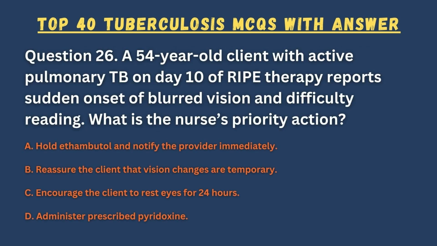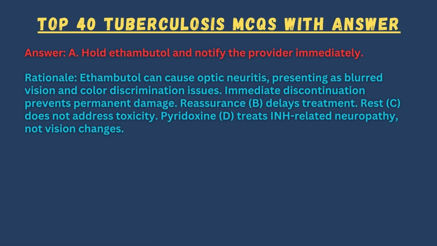Question 26. A 54-year-old client with active pulmonary TB on day 10 of RIPE therapy reports sudden onset of blurred vision and difficulty reading. What is the nurse's priority action? A. Hold ethambutol and notify the provider immediately. B. Reassure the client that vision changes are temporary. C. Encourage the client to rest eyes for 24 hours. D. Administer prescribed pyridoxine. Answer: A.